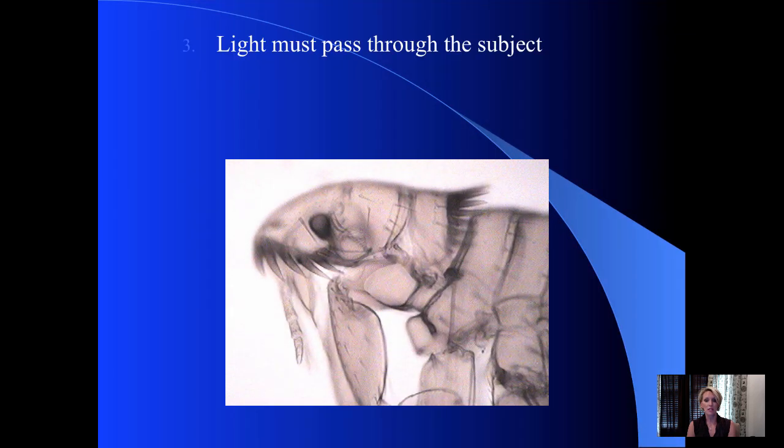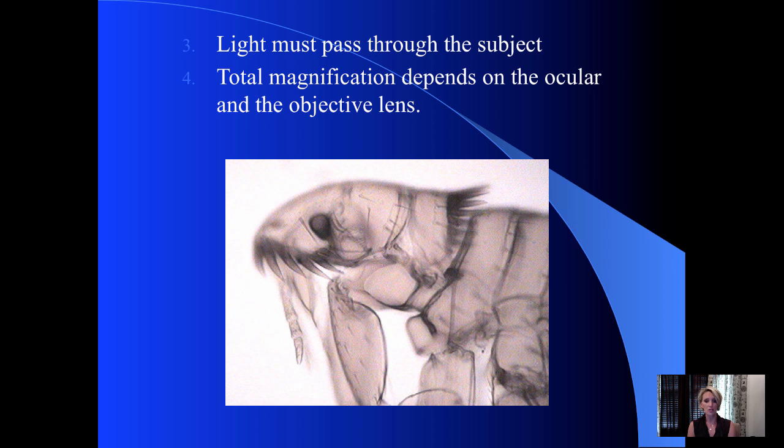Now, in order for a compound light microscope to work, light has to be able to pass through the subject. This happens to be a flea on a compound scope, and it's thin enough and small enough that light can pass through it. In order to determine the total magnification of the specimen you're looking at, you have to take the magnification of the ocular lens times the objective. So if I was looking at this flea through the scanning objective, that would be a 4 power times my ocular, which was a 10. So my total magnification of the flea would be 40.